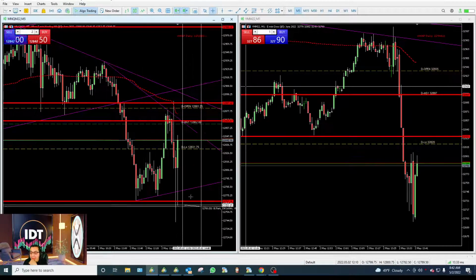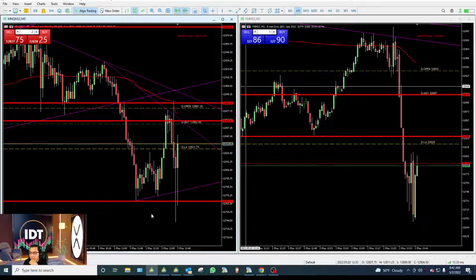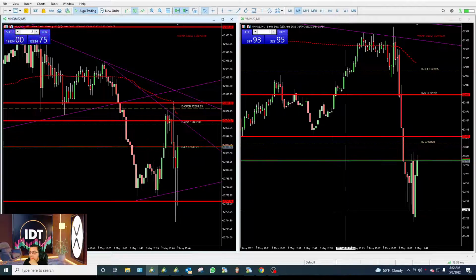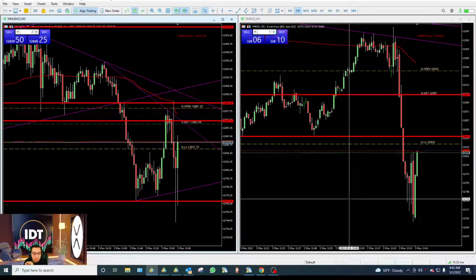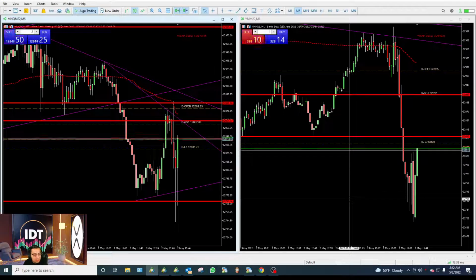I'm usually happy with 1 and done. We got 2 and done today. Don't know if we're gonna get something else this morning. I don't like to force any trades.